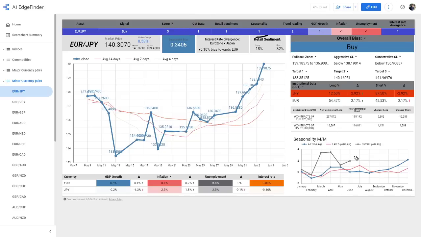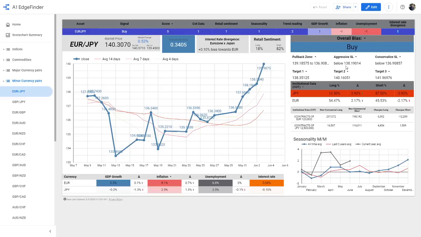Seasonality. Take a look at this. We've got the month of June as slightly positive, not too intense or anything like that, but a bit of positive historical bias there on the euro yen. The trend reading here is strong. Obviously, we can all see there's a very, very strong trend taking over on euro yen right now. The tide is shifting for sure.